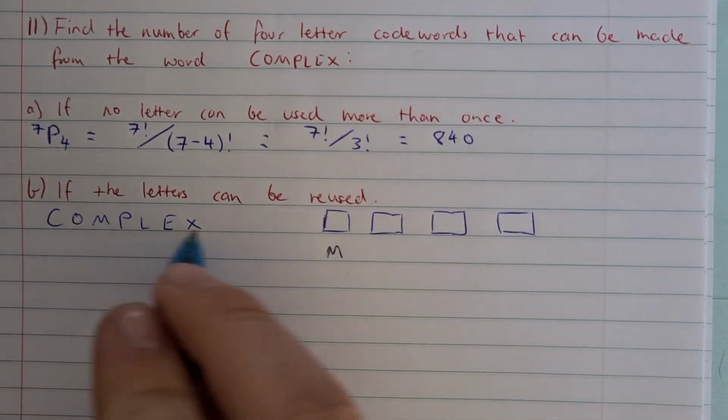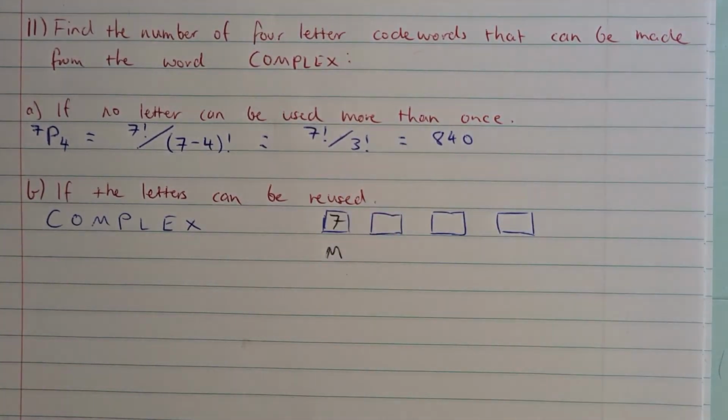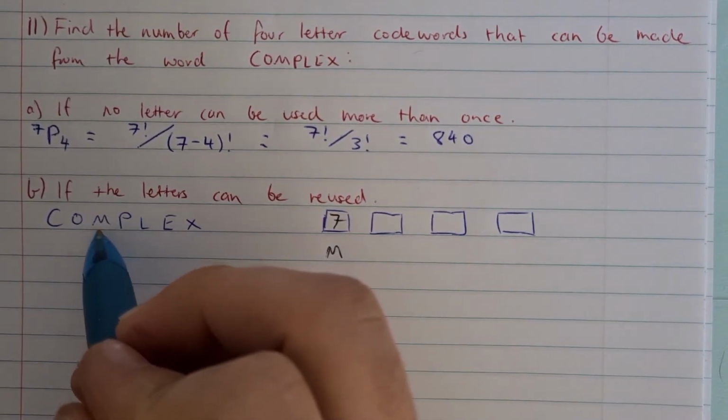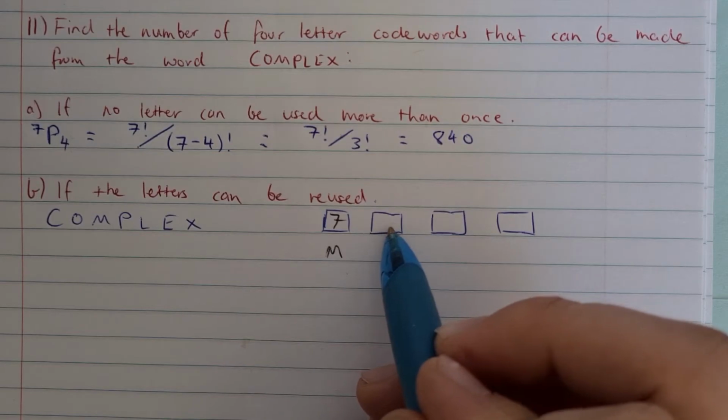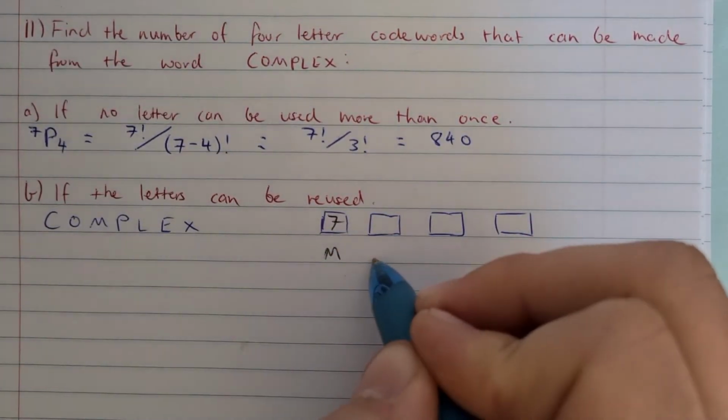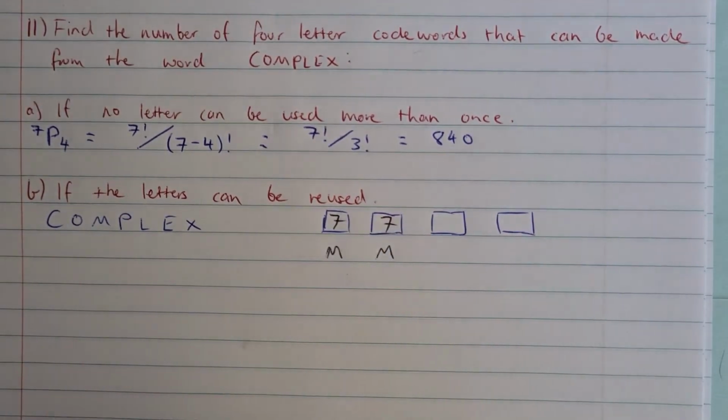And I had 7 different options to choose from. Now, because the letters can be reused, I don't need to cross off the M. So in this box, I'm not going to have 6 options. I've actually still got 7 different options. So I could use M again. And I had 7 options.